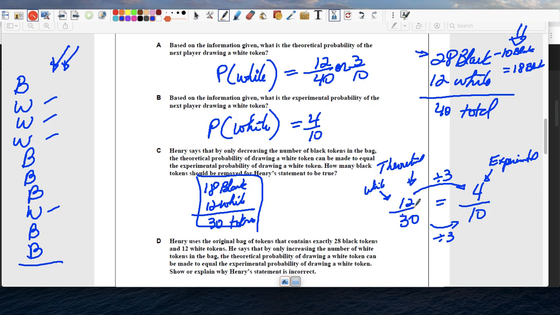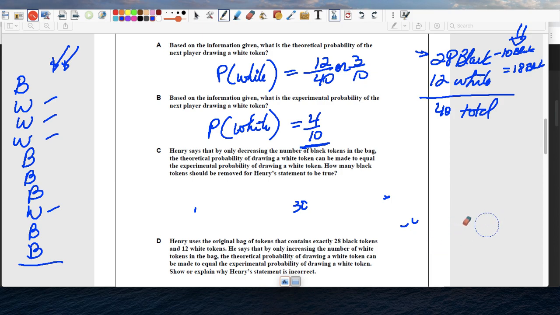Okay, and if I remove 10 of them, my theoretical probability would be 12 out of 30, which is the same thing. If I divide this by 3, I get 4. I divide this by 3, I get 10, which is the same as the experimental probability of 4 out of 10. Okay?